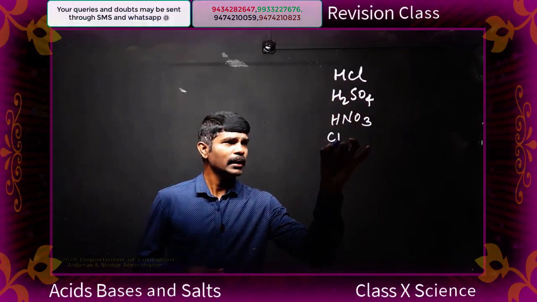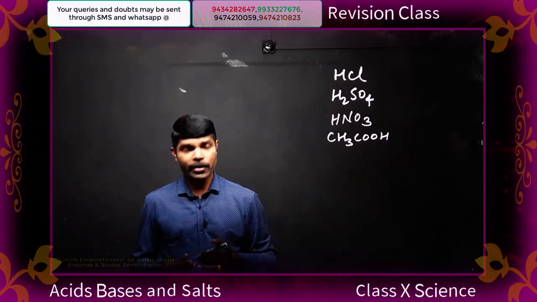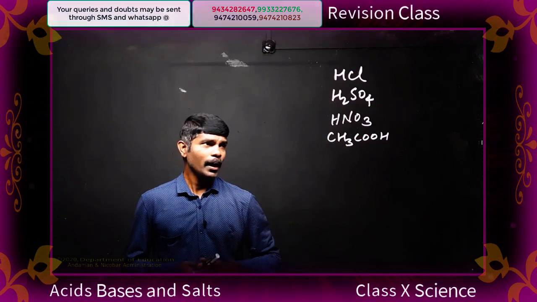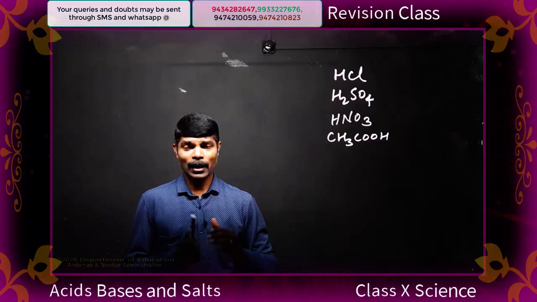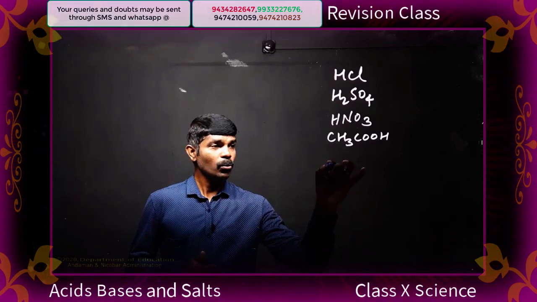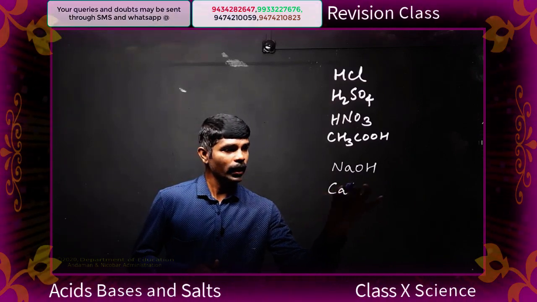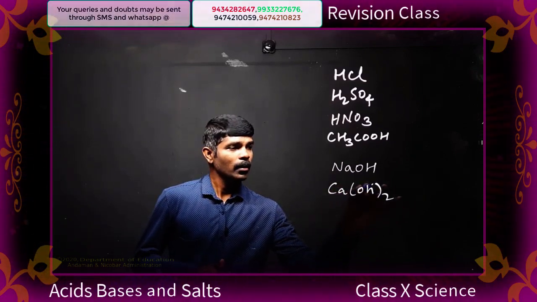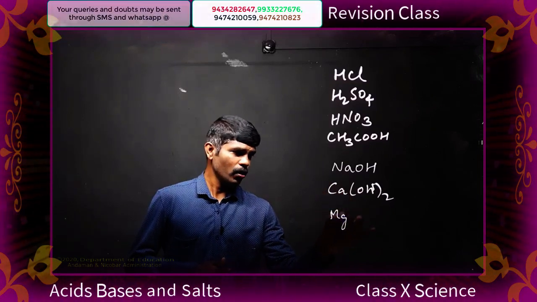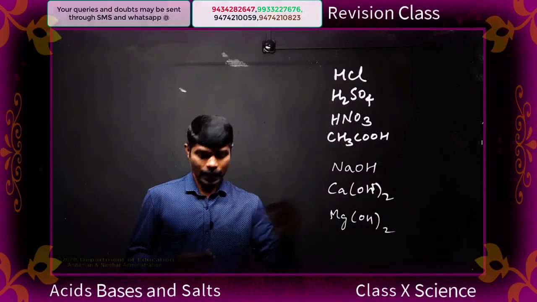One more acid we should know is CH3COOH, which we call acetic acid. All these are the acids available in our lab. When we talk about bases, some bases available in the laboratory are sodium hydroxide, NaOH, calcium hydroxide, and the third one is magnesium hydroxide.